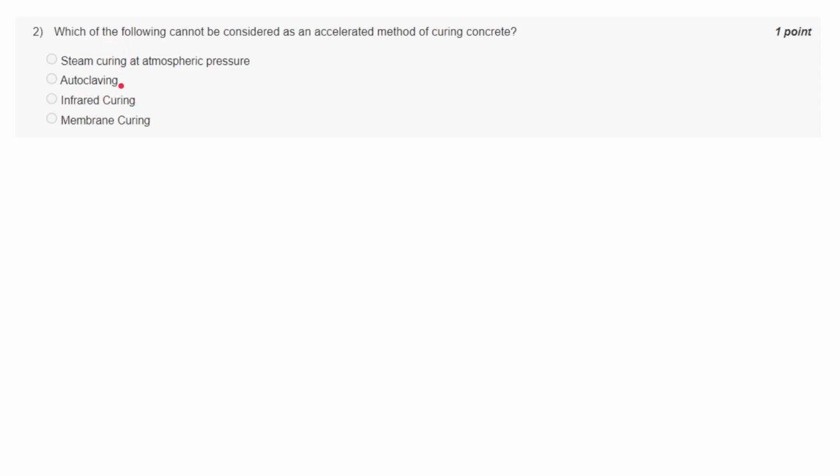I think you joined a bit later maybe. Autoclaving is nothing but similar to steam curing, only the difference is the pressure. This is steam curing at atmospheric pressure, and this is steam curing at high pressure.